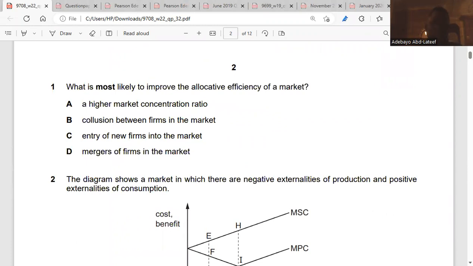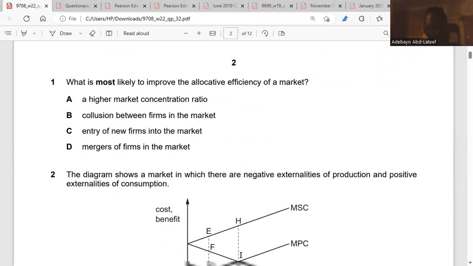Please read. What is most likely to improve the allocative efficiency for market? If there should be allocative efficiency of market, output has to increase. That is the point. So for output to increase, new firms have to enter the market. So the answer is C. Clear? Very clear. Question 2.